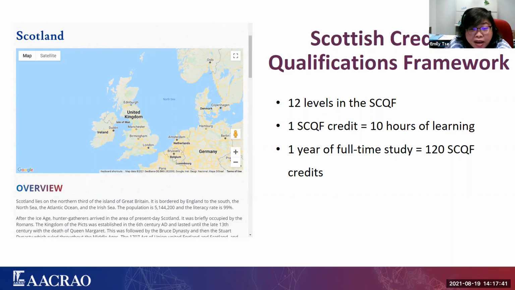So for the SCQF, there are a total of 12 levels, 12 being the highest or the most difficult, representing, for example, the doctorate degree. And in terms of the size, they are expressed in terms of credits. So for example, one SCQF credit is worth approximately 10 hours of learning, which includes lecture and study time. And so when you're talking about higher ed, 1 year of full-time academic study is 120 SCQF credits, which is similar to what you find elsewhere in England, Wales, and Germany. On to the next slide.